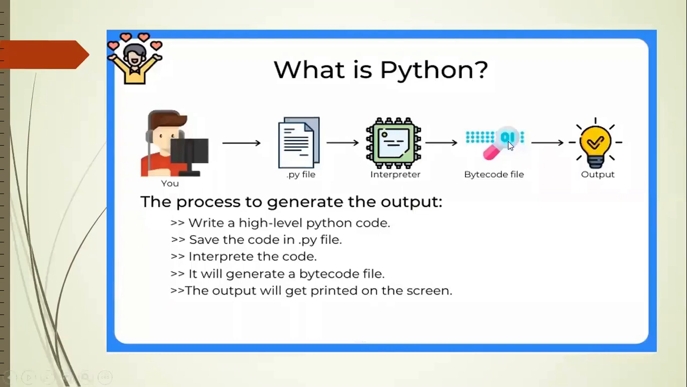So that's why a bytecode file will get generated, and finally the output will come. Based on a bytecode file, we are going to write a Python program. As soon as you execute or compile a program, it will generate a bytecode file. Only the computer can understand the bytecode file. It won't understand your Python file. So that is the reason an interpreter is required.